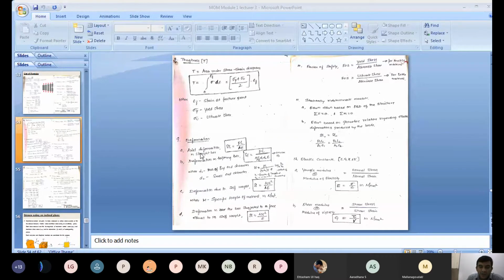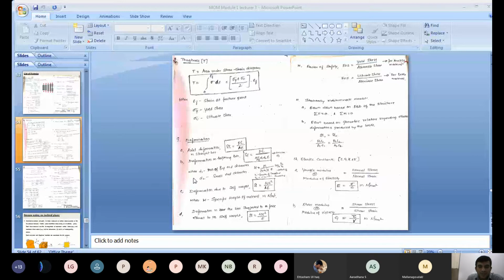That's why, how do you remember the area of the tapered bar? Pi by 4 D1 into D2. For a uniform bar, what is the area? Pi by 4 D square, right? So throughout the length, the cross section or the diameter is the same throughout the length of the bar.